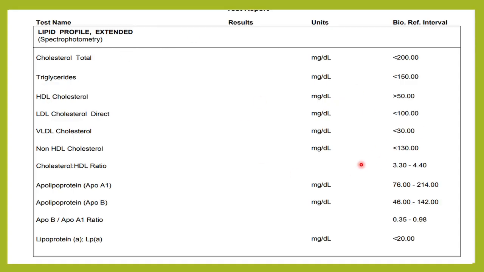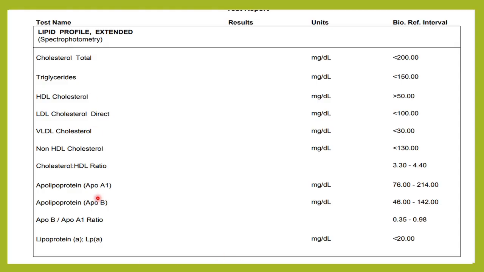So whenever we say lipid profile, we have cholesterol, triglyceride, HDL cholesterol, LDL cholesterol, VLDL cholesterol, non-HDL cholesterol, cholesterol to HDL ratio, apolipoprotein A1, ApoB, ApoB to ApoA1, lipoprotein A. There are certain other ratios also sometimes included in the report: your total cholesterol to HDL ratio, LDL to HDL ratio, triglyceride to HDL ratio. So the lipid profile basically comprises all these parameters.